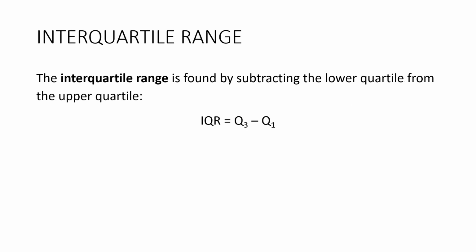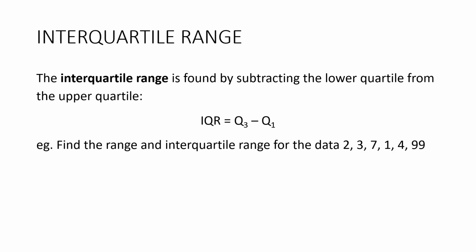The interquartile range is slightly more robust than the range that we calculated earlier because it's not going to be affected by outliers. Here's the formula. Interquartile range is the upper quartile take away the lower quartile. So this is the question we did right at the beginning of the video. Find the range for the data 2, 3, 7, 1, 4, and 99. And we worked out that the range was 98.